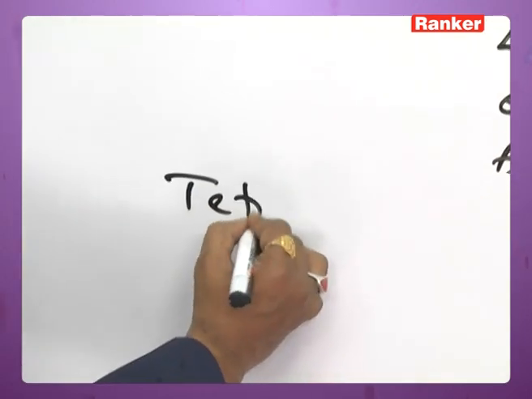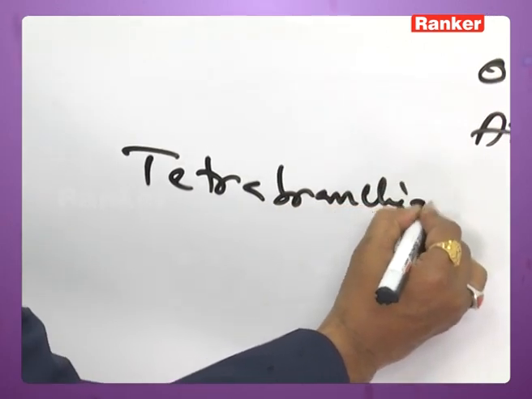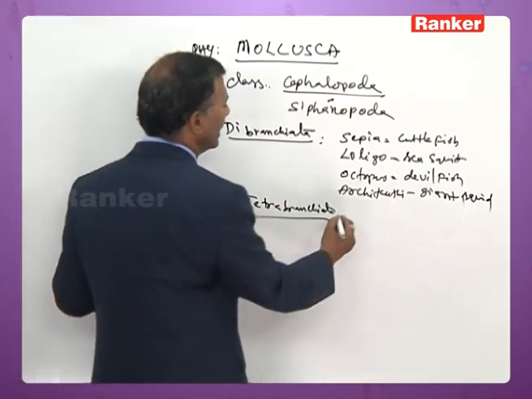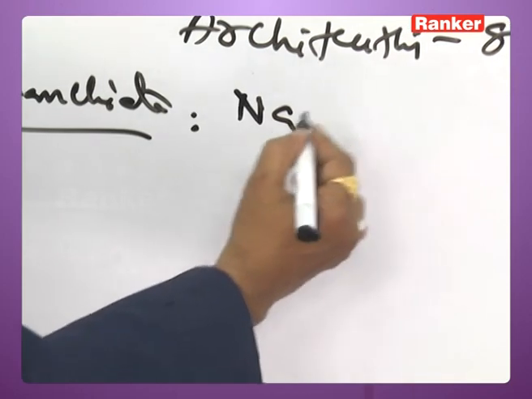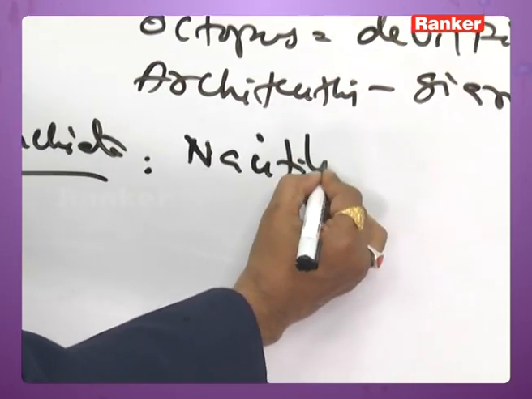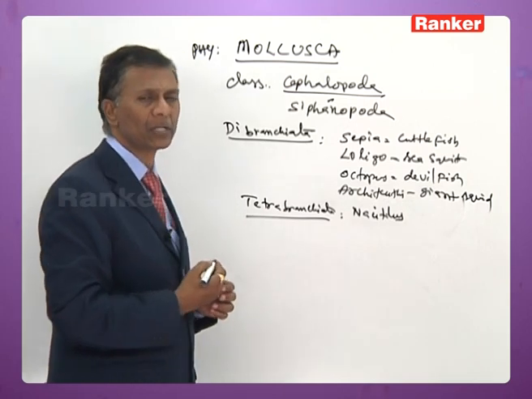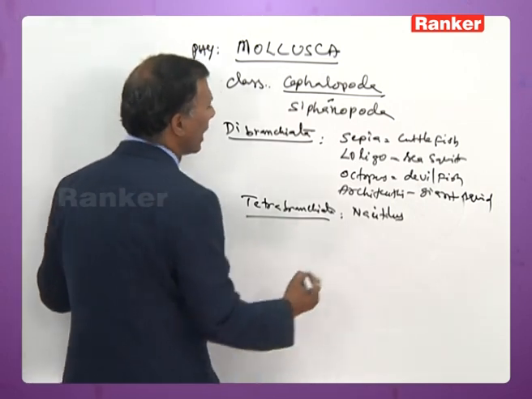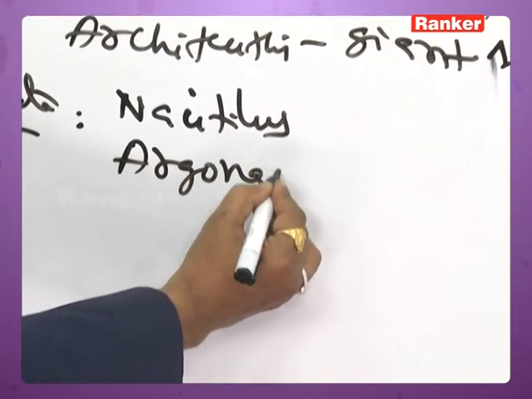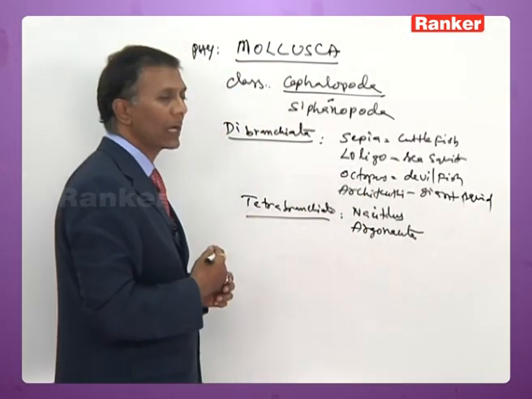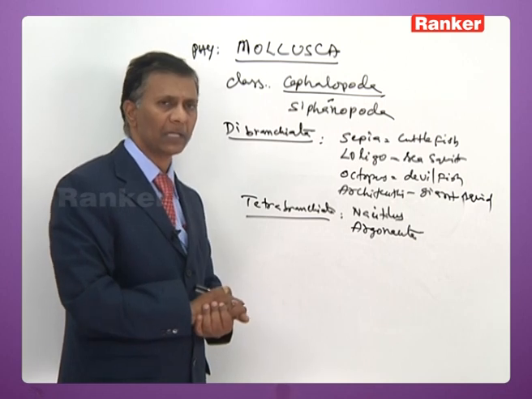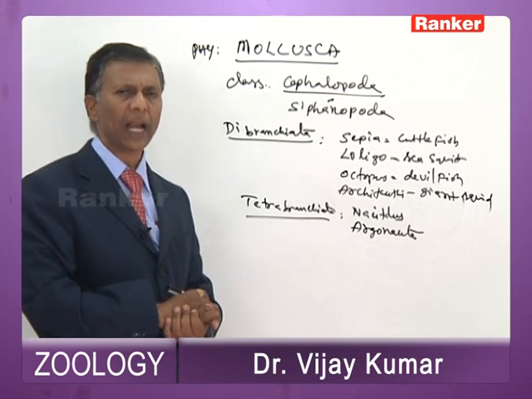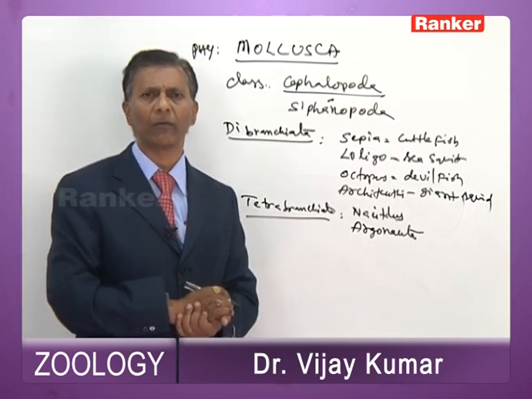Some of these cephalopods belong to Tetrabranchiata, where they have two pairs of gills, two pairs of nephridia and two pairs of auricles. An example for Tetrabranchiata is Nautilus, with an external multi-chambered shell, commonly called pearly nautilus. Argonauta also belongs to Tetrabranchiata. So like this, Cephalopoda exhibits all unique characteristics, and it is the most evolved group of phylum Mollusca.